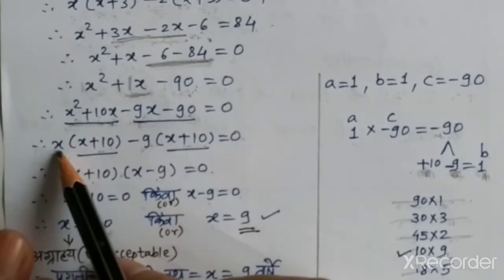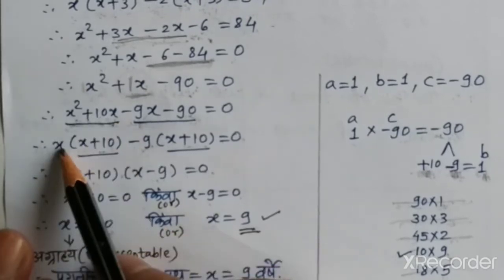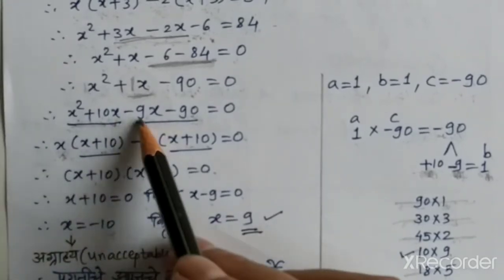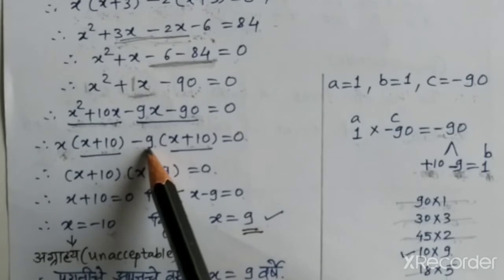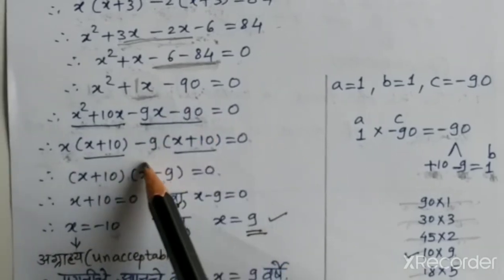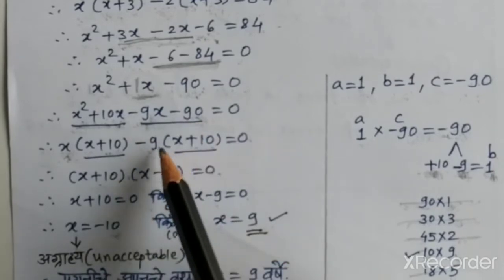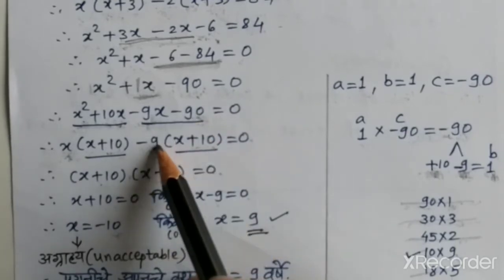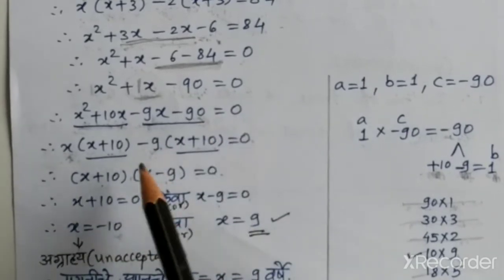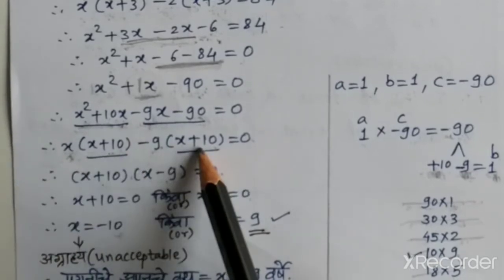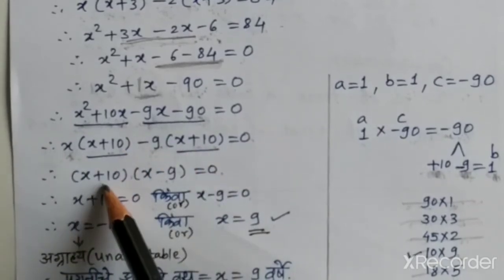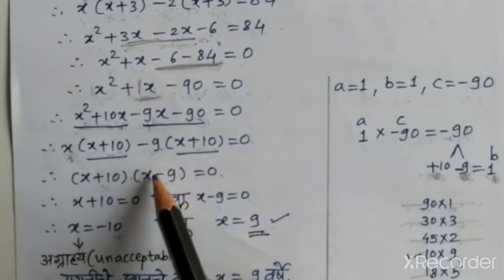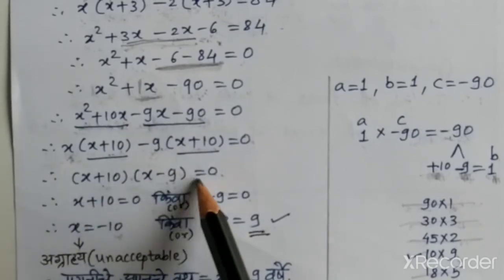In the first group x is a common factor, so divide each term by x. x square divided by x is x, 10x divided by x is 10. In the second group minus 9 is common, so divide each term by minus 9. Minus 9x upon minus 9 gives x, and minus 90 upon minus 9 is plus 10, equal to 0. So x plus 10 is common. Write the common factor in the first bracket, and x and minus 9 are the uncommon factors, so write them in the second bracket. So x plus 10 into x minus 9 is equal to 0.